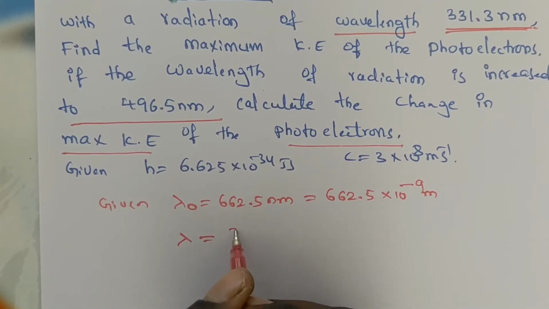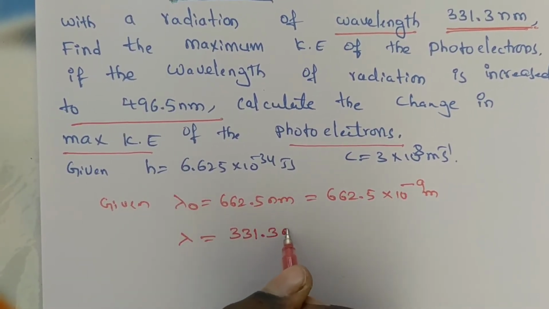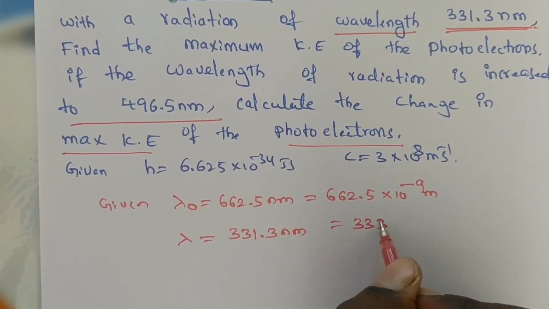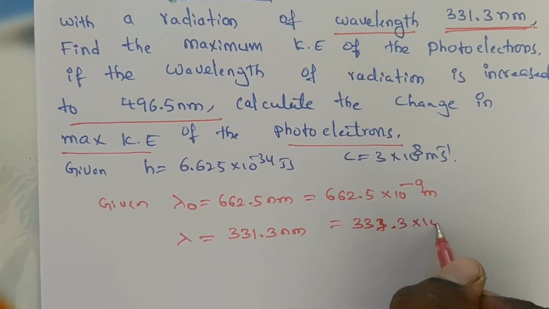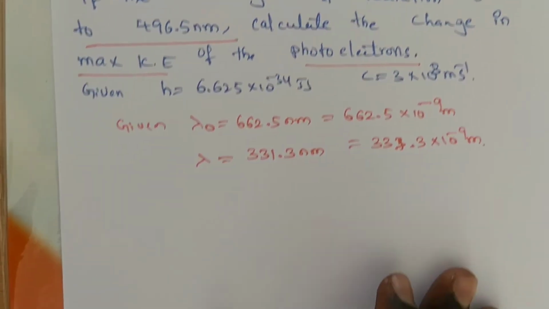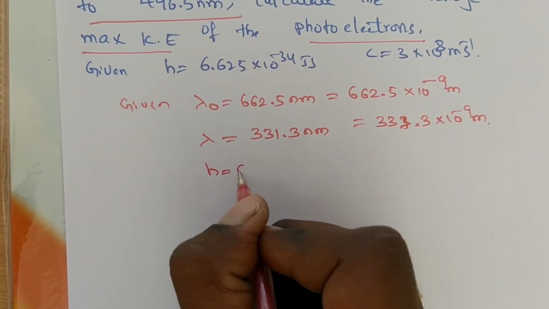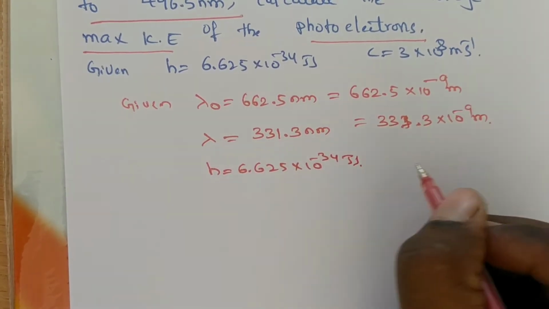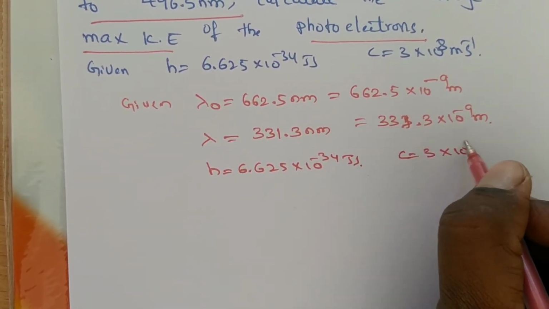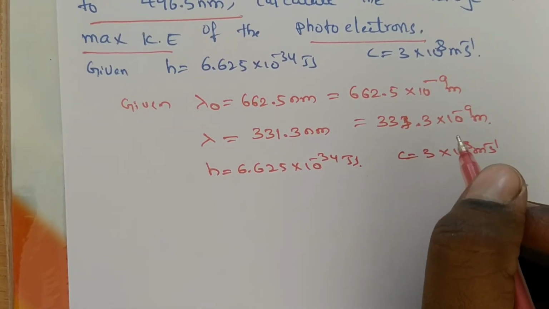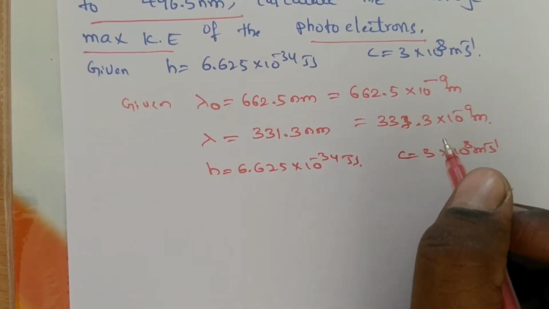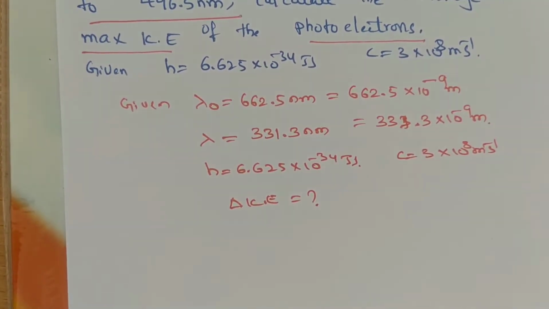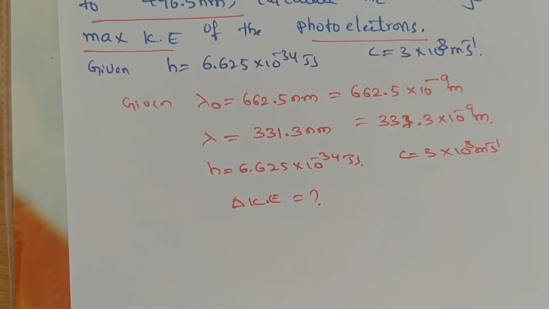Lambda is equal to how much? 331.3 nanometer. It means 331.3 into 10 to the power of minus 9 meter. H is equal to how much? 6.625 into 10 to the power of minus 34 joule second. C is equal to 3 into 10 to the power of 8 meter per second. We have to calculate change in kinetic energy is equal to question mark. This one is the given data. Now apply the formula.